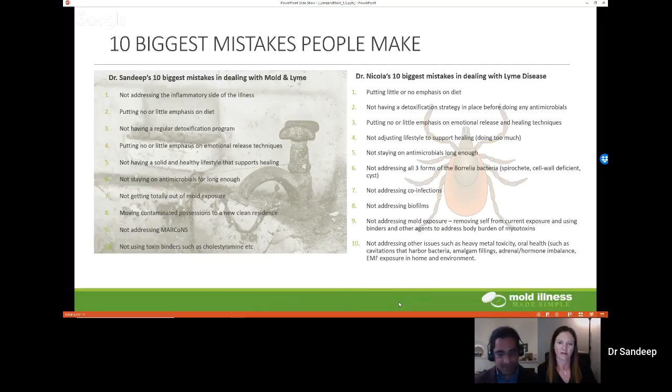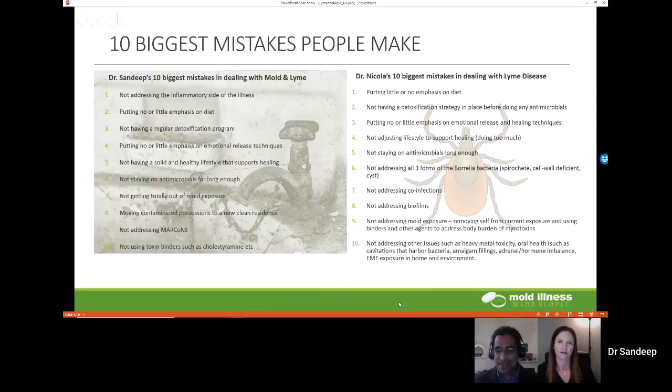And I think that's pretty self-evident that obviously through the treatment program, there is going to be a lot of metabolites, you could say, that are coming through your system. And if you don't have any detoxification programs such as infrared saunas or colonics or coffee enemas or anything like that, then that may cause a block for you in moving forward. So number 4 is putting no or little emphasis on emotional release techniques.